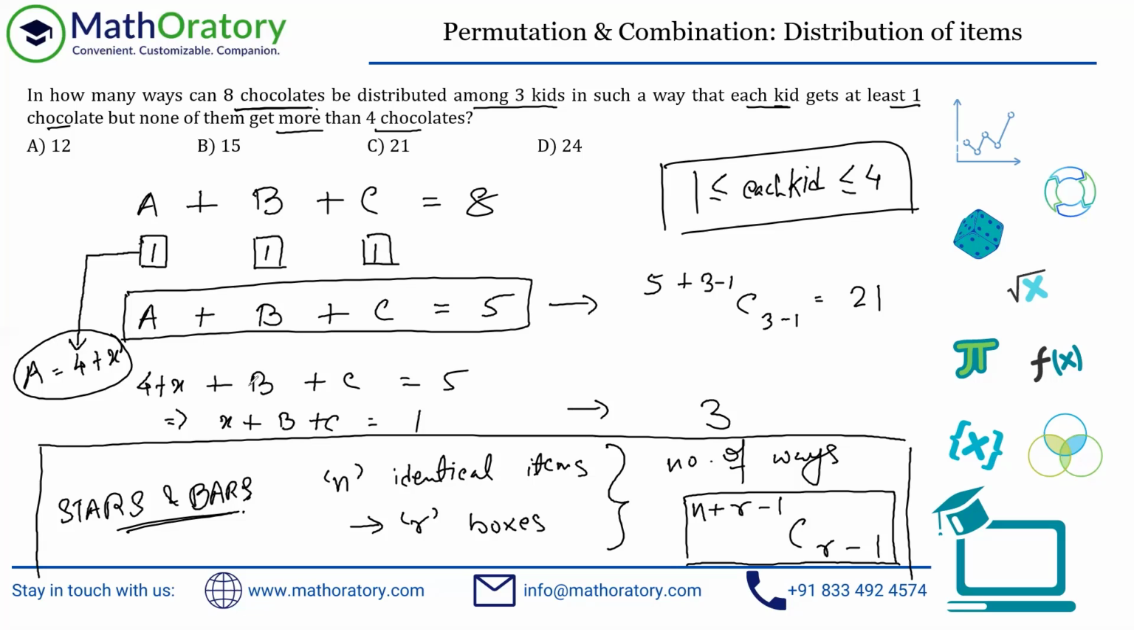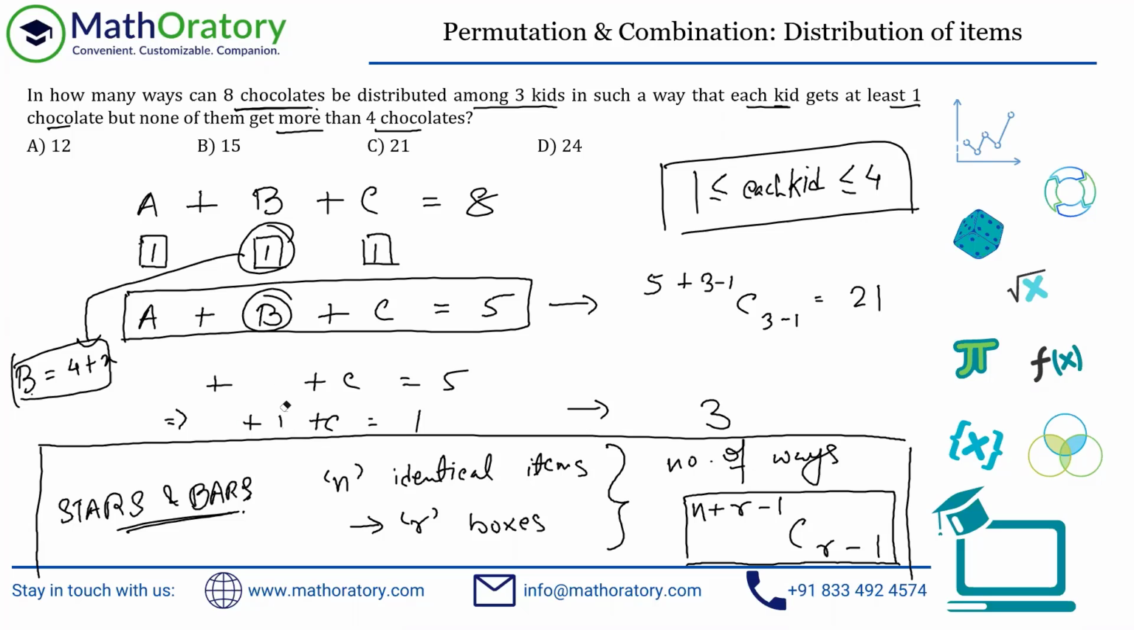But please understand, this is where I've taken a as 4 plus x. I can also have something like b as 4 plus x, right? I could very well have b as 4 plus x. Same problem: over and above 1 chocolate which is already distributed to b, you cannot give 4 or more chocolates, right? So even if this would have remained as a, and this would have been 4 plus x, you'll find there's a symmetry out here. This will also have 3 solutions. The 1 will go to either a or x or c.